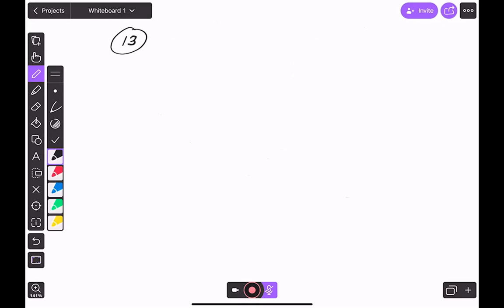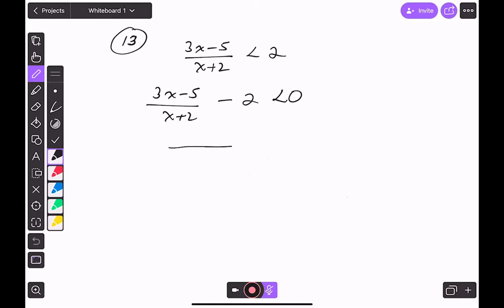3x minus 5 over x plus 2 less than 2. And again, a lot of students start the problem incorrectly by multiplying both sides by x plus 2. That's suicide. Let's go through the technique. 3x minus 5 over x plus 2 minus 2 less than 0. Common denominator. That would be x plus 2. 3x minus 5 minus 2 times x plus 2.